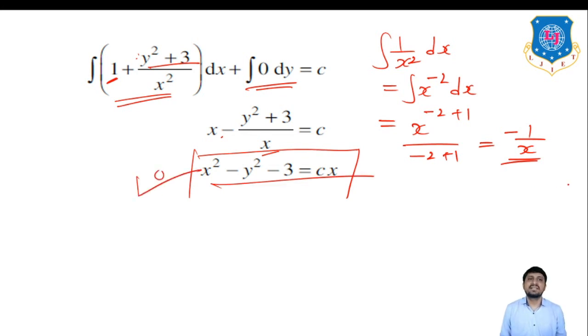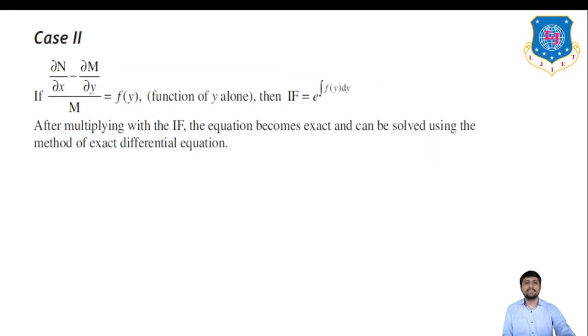So we just discussed case 1. If your differential equation M dx plus N dy equal to 0 is not exact, then in case 1 we can find an integrating factor which is a function of x. What is your integrating factor? e raised to integration f of x dx. What is your f of x? f of x is nothing but del M by del y minus del N by del x upon N.